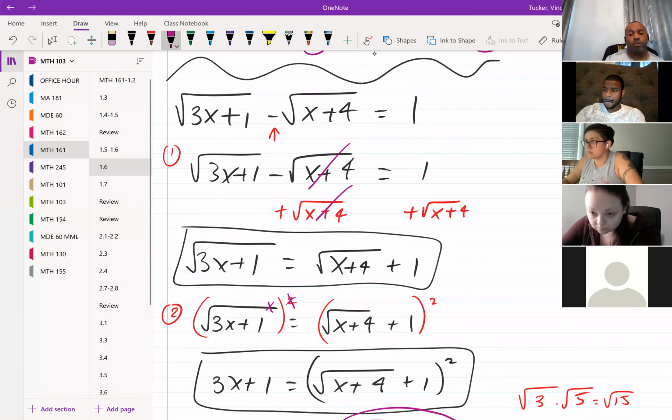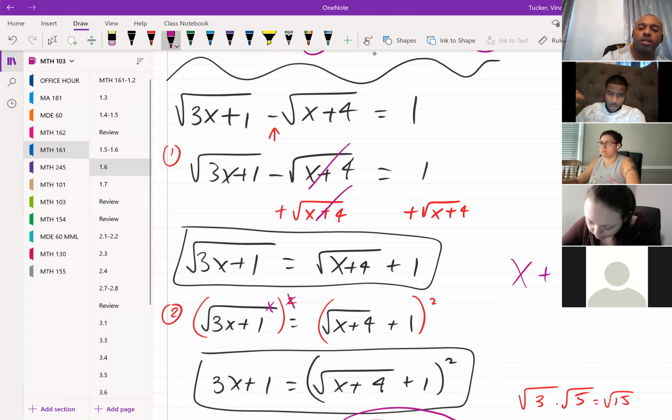Now on the right side, we have to be careful because now we have to expand that. We have the square root of x plus 4 plus 1 squared. So just like we had, I think it was x plus 2 squared, we have to expand that out. We have to do the same thing here.